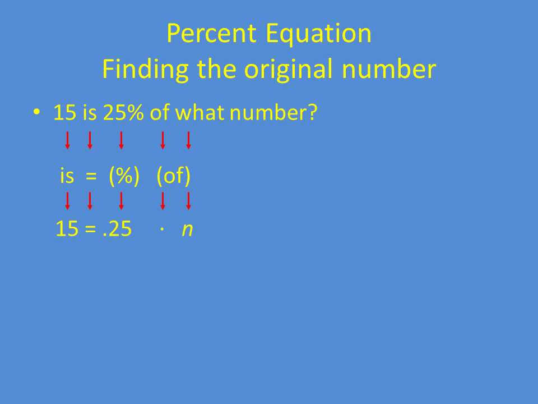When I translate it, I'm going to have the 15 on the left side all by itself because it's on the left side of the is all by itself. My percentage, remember, has to be changed to a decimal, so I moved it 2 spaces to the left to make it a decimal. And then of what number? Of is the multiplication, and my variable n stands for the number that I don't know yet.